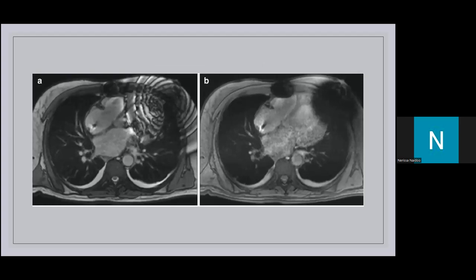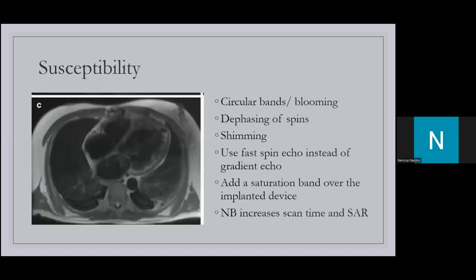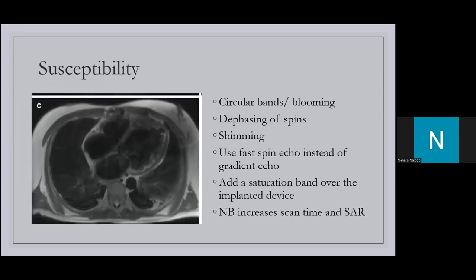Again, susceptibility artifact. This is a gradient sequence, and really, we are obscuring the whole of the apex of the left ventricle there. The patient also has some sternal wires, as you can see, causing artifacts there. As you've seen in previous pictures, those artifacts look like circular bands or looming artifacts. And basically it's caused by dephasing of spins.